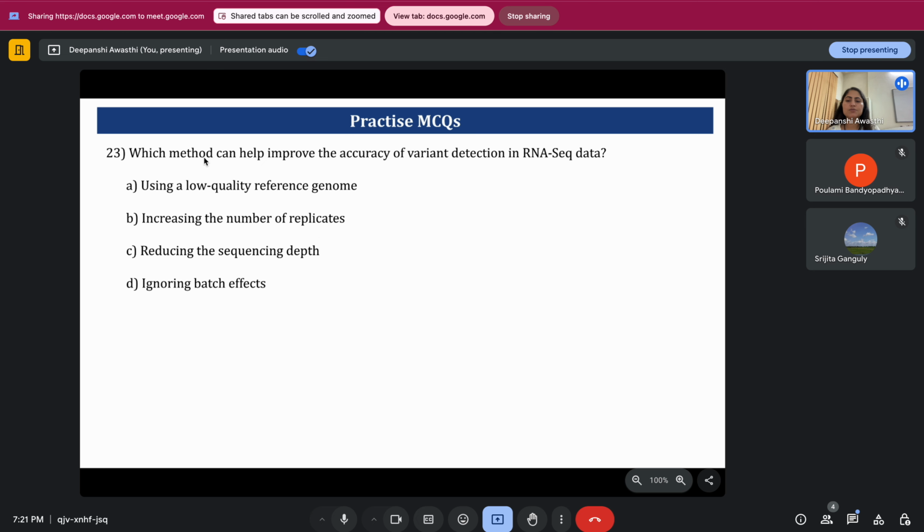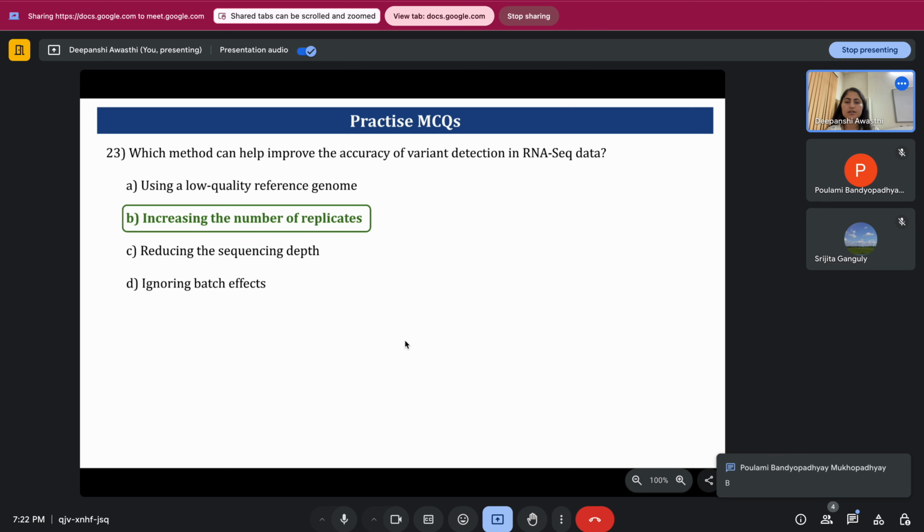Next question was, which method can help improve the accuracy of variant detection in RNA-seq data? Option A, using a low quality reference genome. Option B, increasing the number of replicates. Option C, reducing the sequencing depth. And option D, ignoring the batch effects. So, which method do you think is helpful to improve the accuracy? Okay, option B.